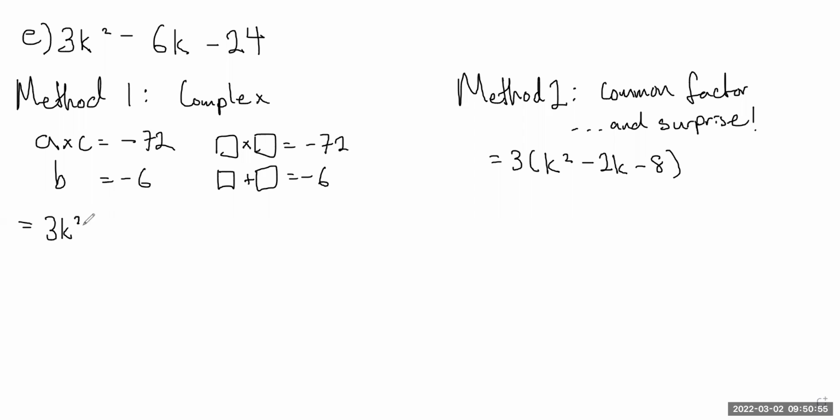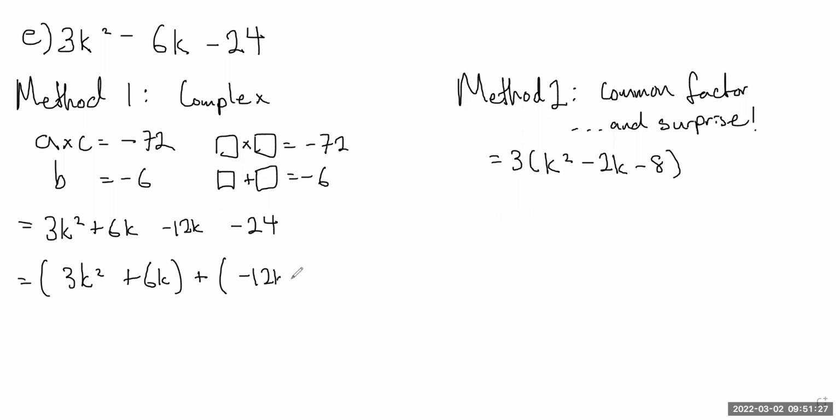So we have 3k squared minus 12k plus 6k minus 24. And I think, Jen, you probably did 6k first. Yeah. Should I do that? Does it matter? Yeah. Not a problem. So we have 6k minus 12k. And then the first 2 terms are going to be bracketed. So we have 3k squared and 6k separated with a plus, negative 12k, negative 24.